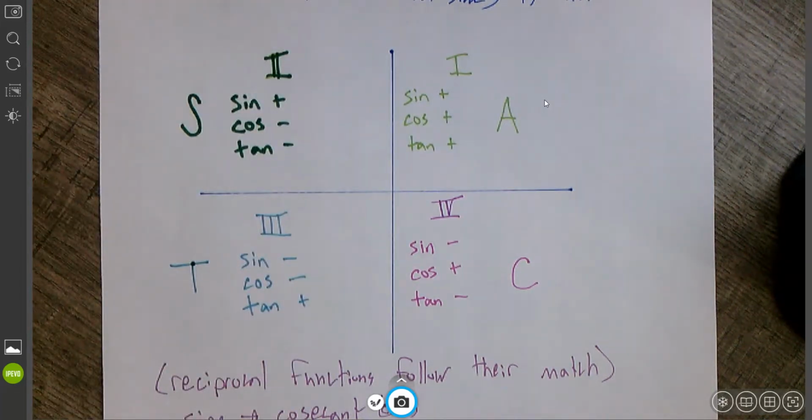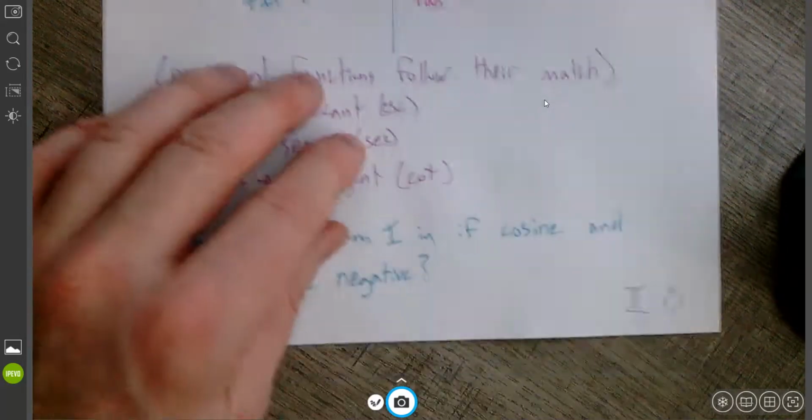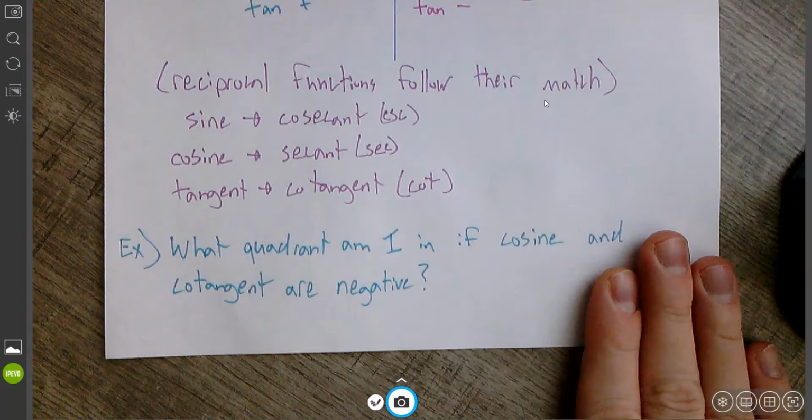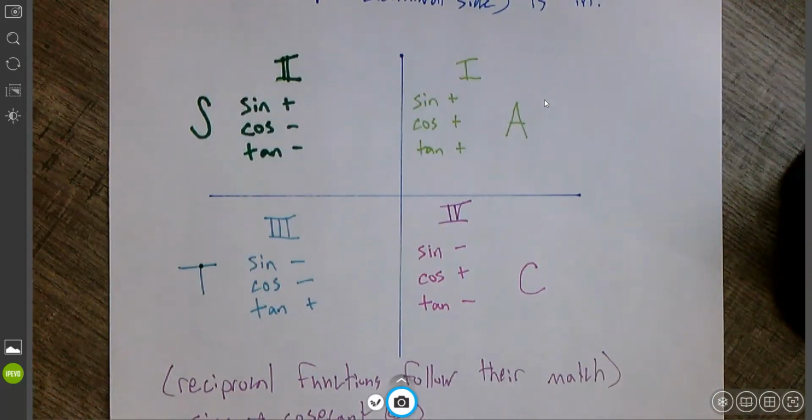Okay, well, let's put this to some use. This will be the last little example of this video, and then I have a couple more in the second video. So what quadrant am I in if I know the cosine and the cotangent are negative? Cosine and cotangent are both negative. What quadrant would we be in?